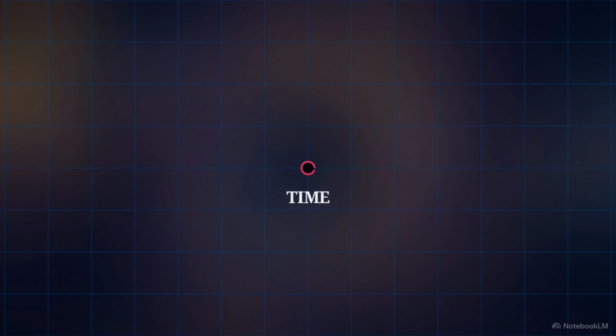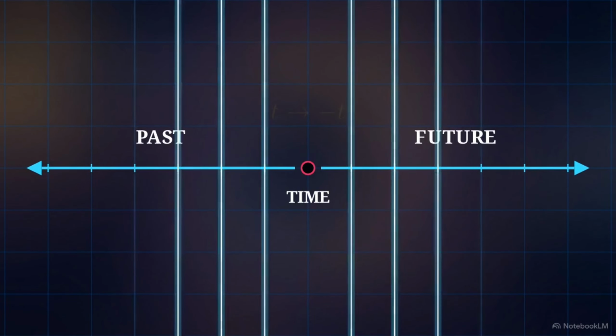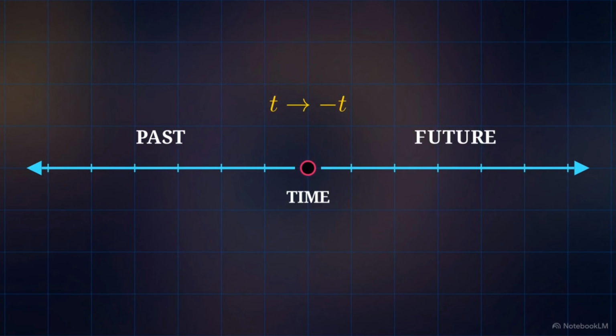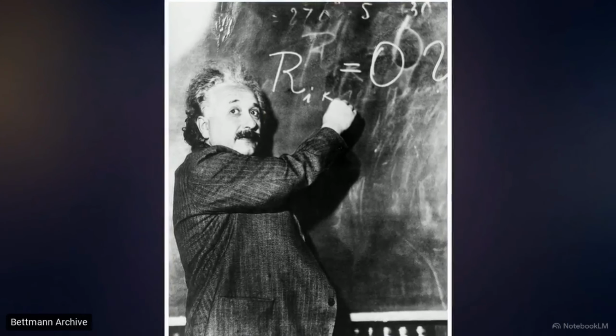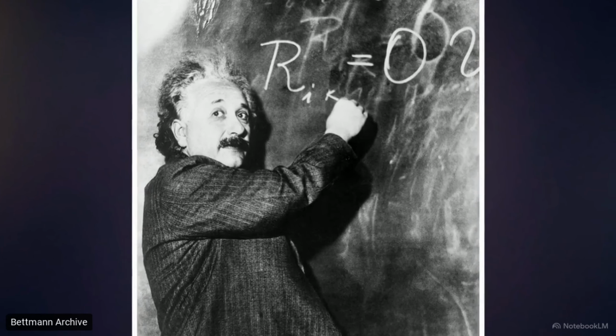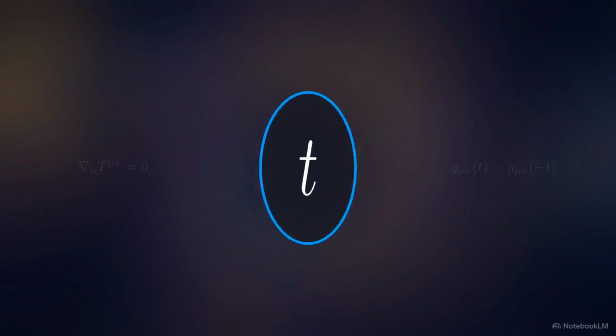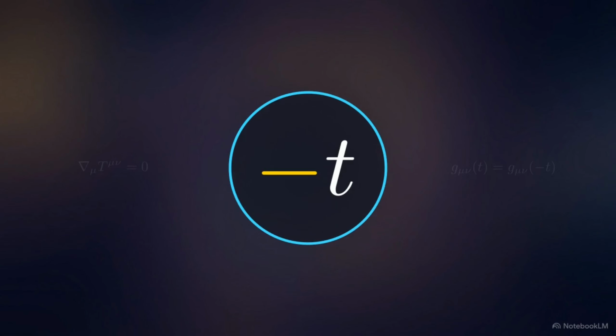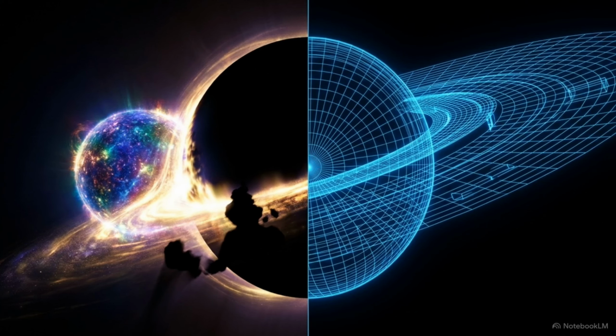The laws of general relativity do not actually distinguish between the past and the future. These laws are time reversal invariant. If you take a valid solution to Einstein's equations and flip the time variable t to a negative t, the physics remain perfectly consistent. Running the math of a black hole in reverse produces an unavoidable consequence.